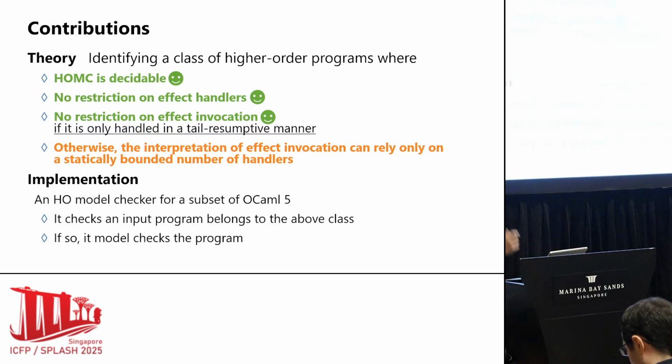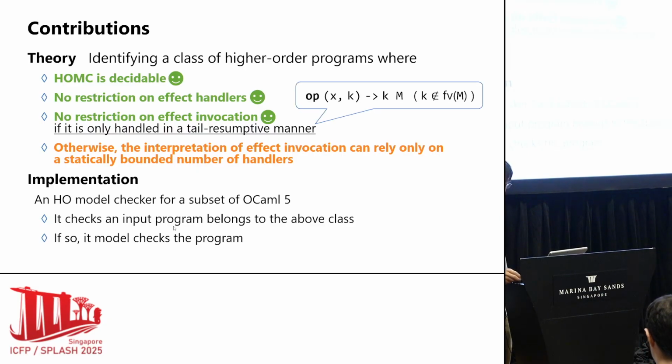Okay, so our contribution is to identify a class of higher order programs where model checking is decidable. In this class, there is no restriction on effect handlers and no restriction on effect invocations if the invocation is handled by tail-resumptive effect handlers. Tail-resumptive effect handlers take this specific form, where the continuation k can be called only at tail positions. So if we consider only these effect handlers, then there is no restriction on effect handlers.